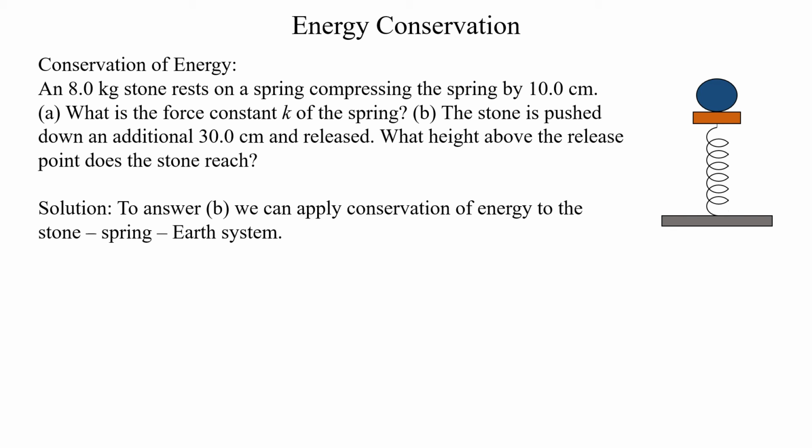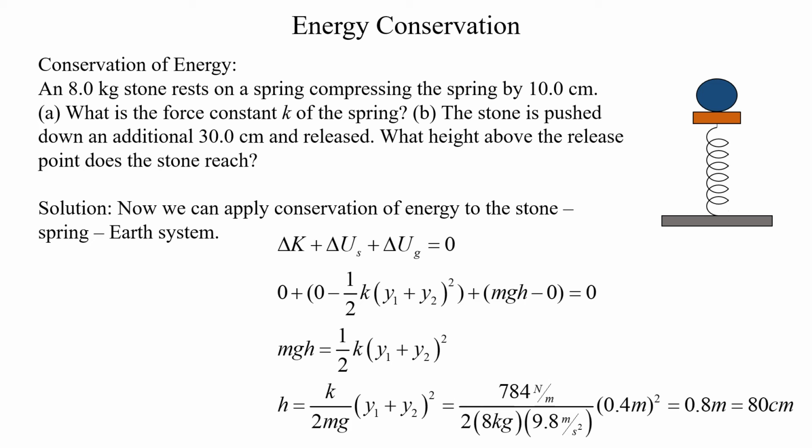All right, now to solve part B, we can apply conservation of mechanical energy to the stone-spring-earth system. We don't have any non-conservative forces acting, so that means our mechanical energy will be conserved. So we are just turning spring potential energy into gravitational potential energy. So let's write the equation for conservation of mechanical energy.